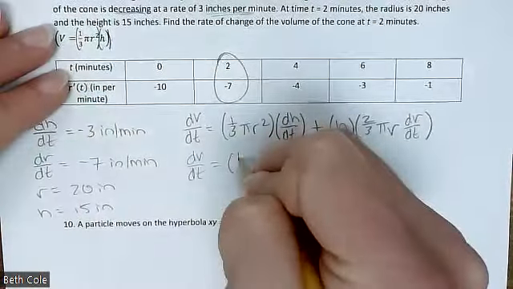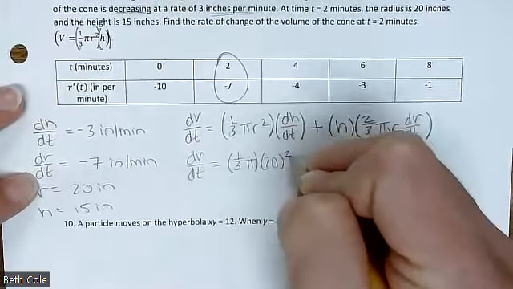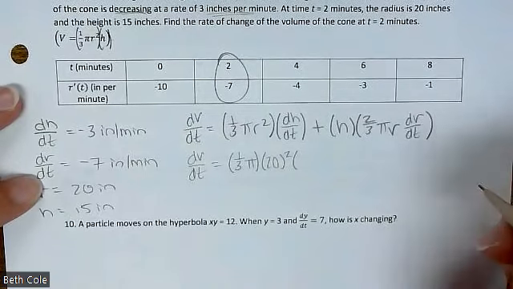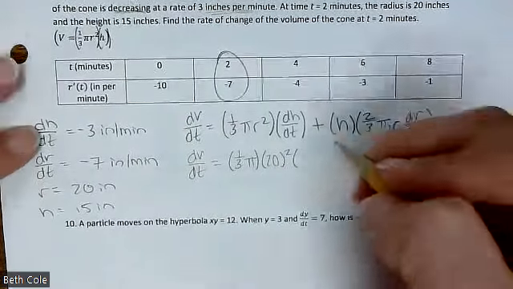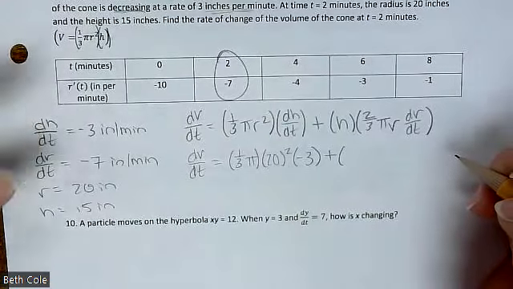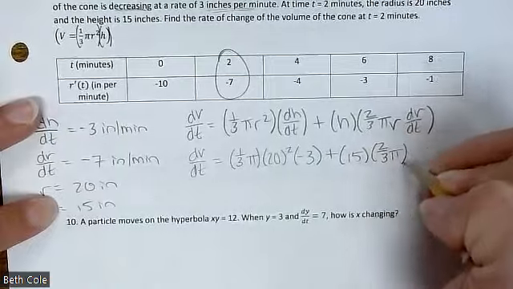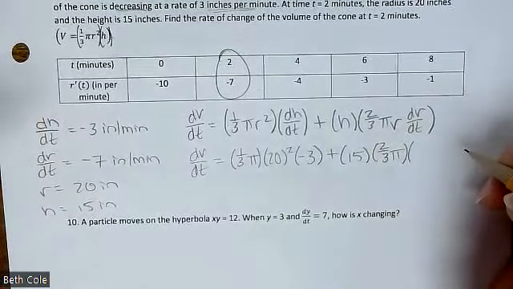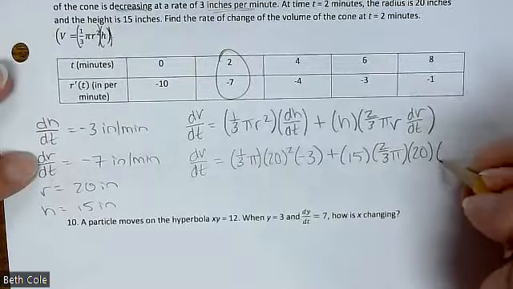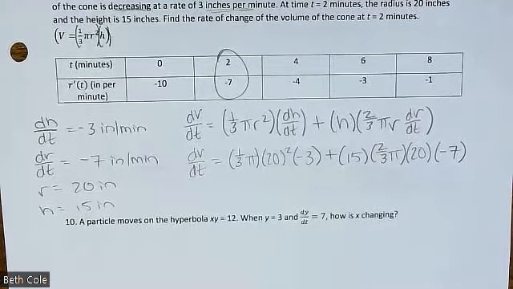dV/dt equals 1/3 pi times 20 squared times what? What goes next? Yep, negative 3. You're kind of just matching it up at this point. Plus 15 times 2/3 pi times 20 times -7. And for the love of my sanity, please don't touch that.